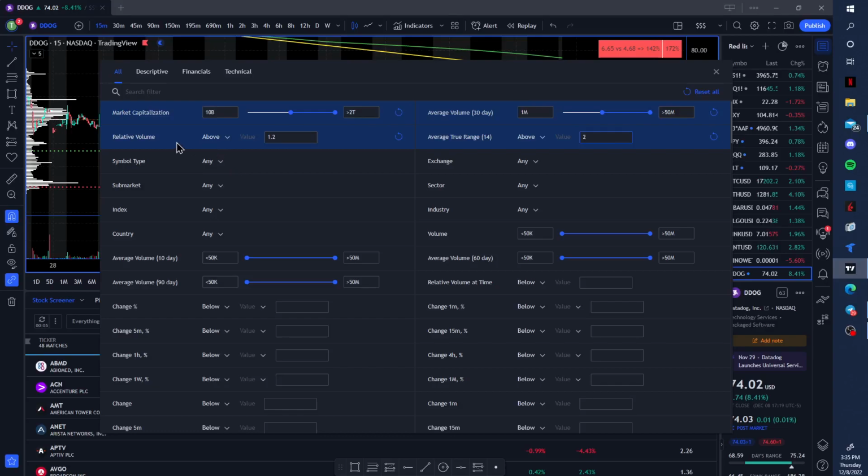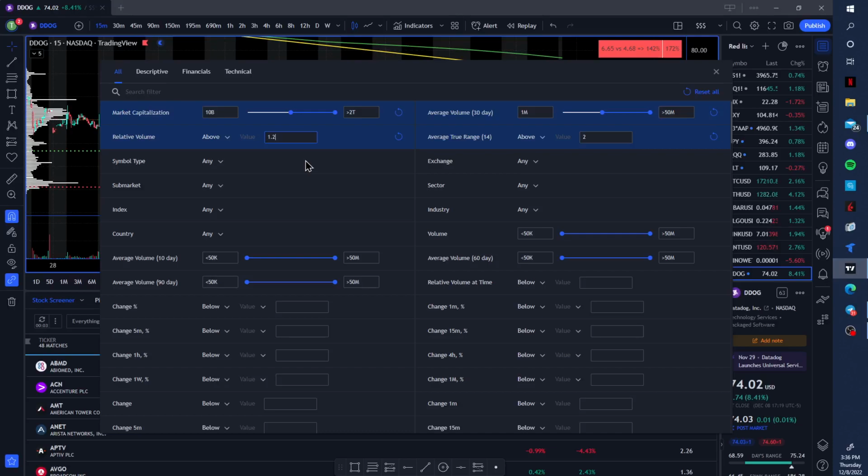And then lastly, we want to filter on relative volume. I like to have this above 1.2. This means that the relative volume on the day is going to be 120% or higher than any other day. So what we're essentially doing is getting the large cap stocks that are really traded, that move a lot, and that have high relative volume. Typically, relative volume, if it's high, will correlate to relative strength or weakness.